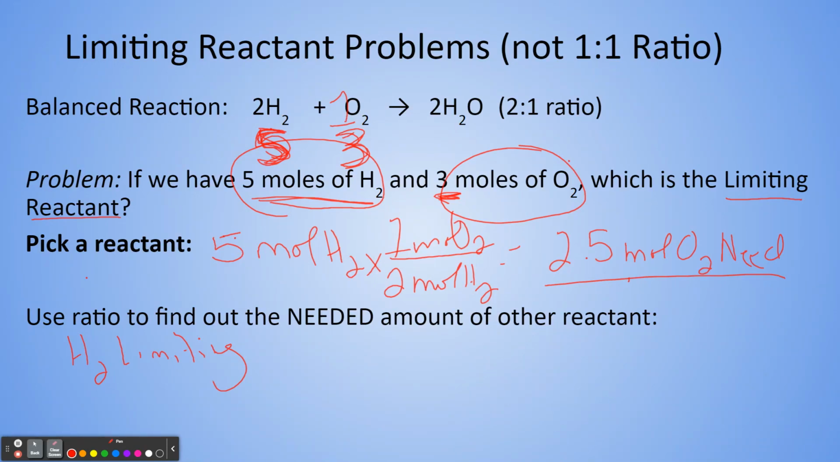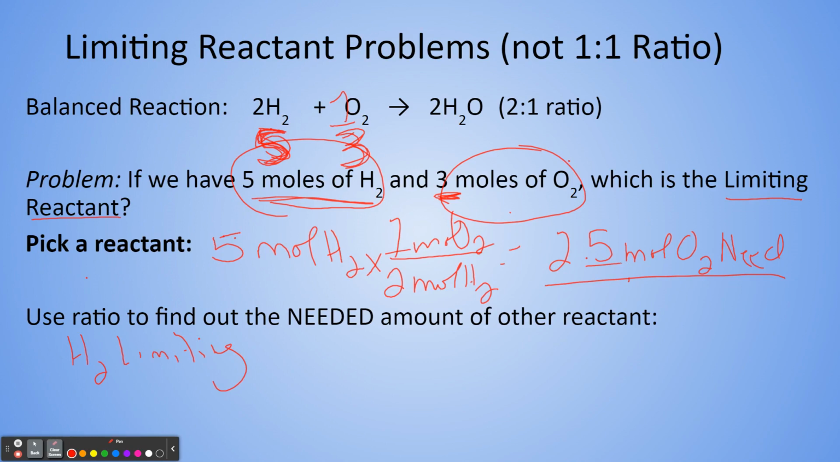If you have grams of each, you at the very least need to get to the moles so that you can compare them. Or you could turn this 2.5 into grams again. That would make sense, but really we just have to compare what they give us in the problem. We can also compare to the product. We'll see that in our next example.